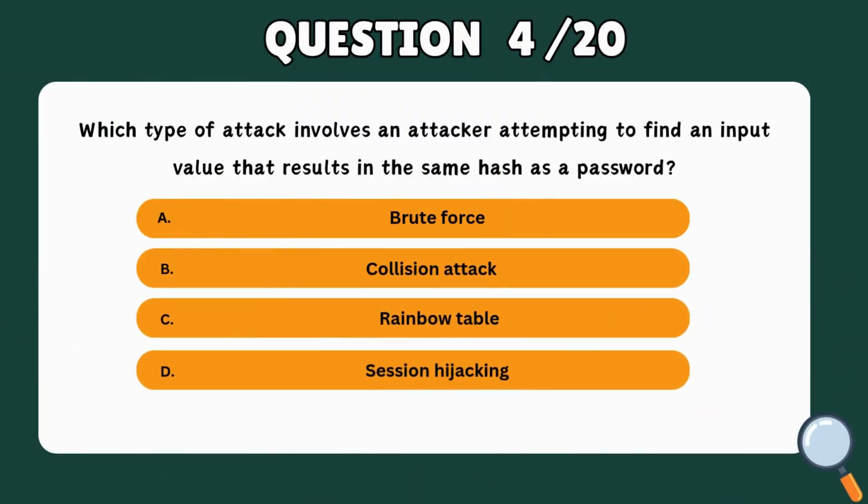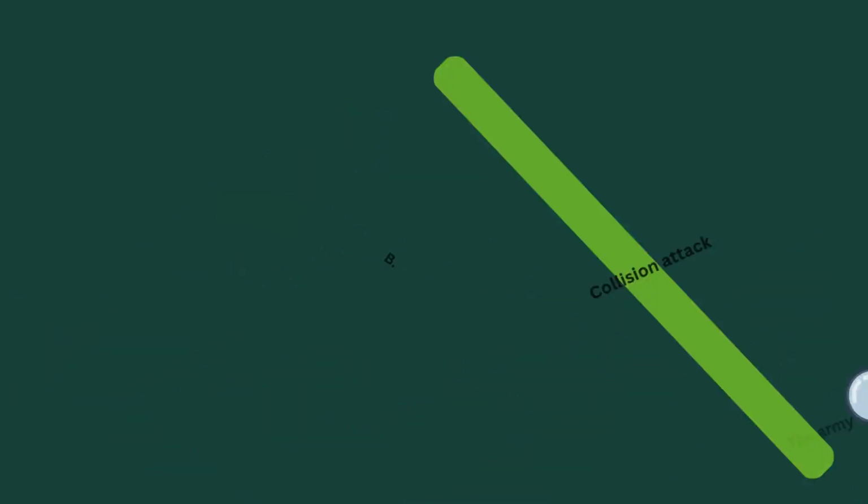Question 4. Which type of attack involves an attacker attempting to find an input value that results in the same hash as a password? A. Brute force. B. Collision attack. C. Rainbow table. D. Session hijacking. Correct answer. B. Collision attack.